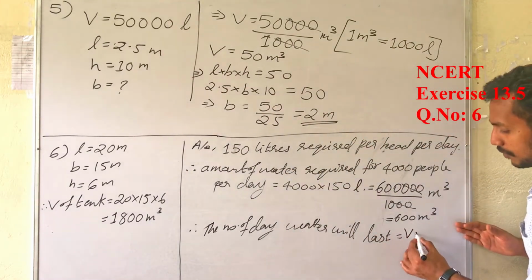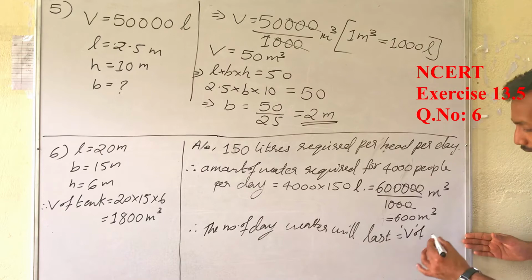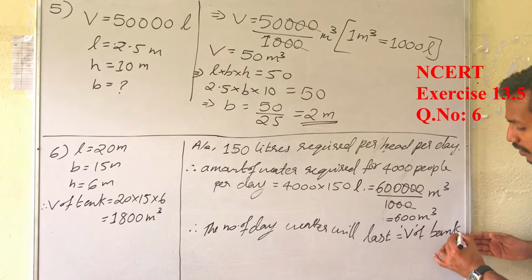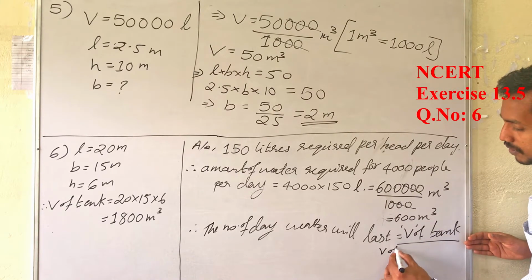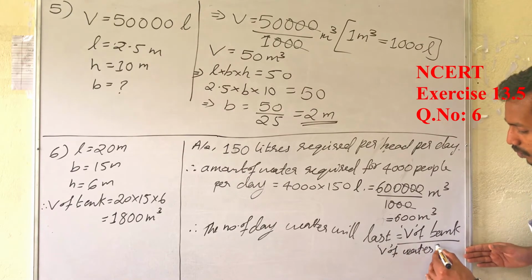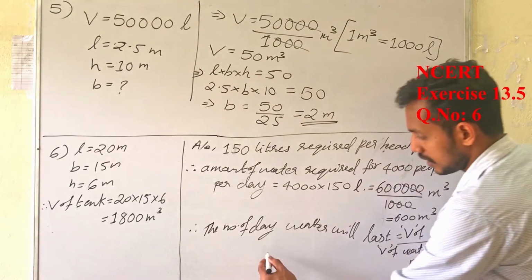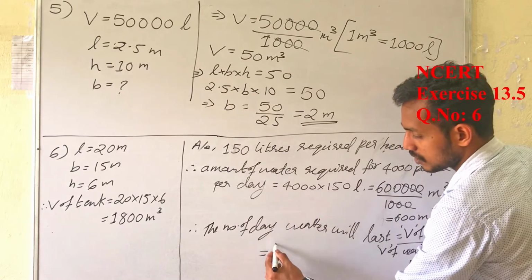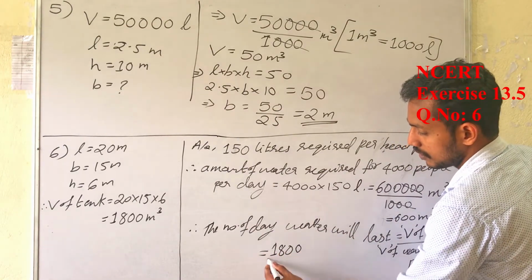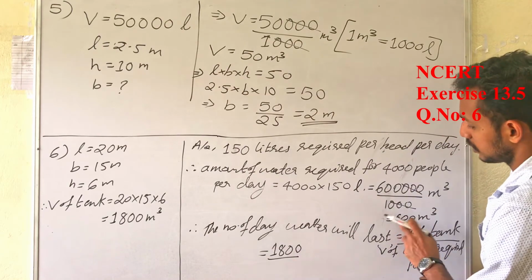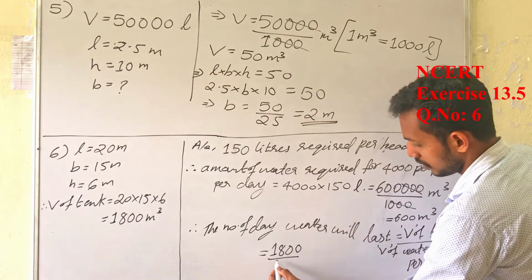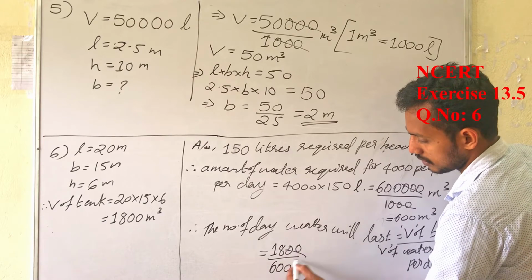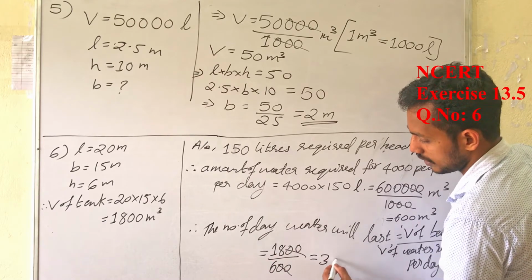So that is a very simple logic. So the volume of tank divided by volume of water required per day is equal to, what is the volume of tank? 1800 divided by the volume of water required for one day, that is 600. Cancelled. 18 by 6 is equal to 3 days.